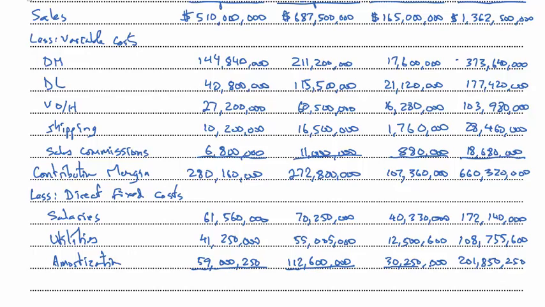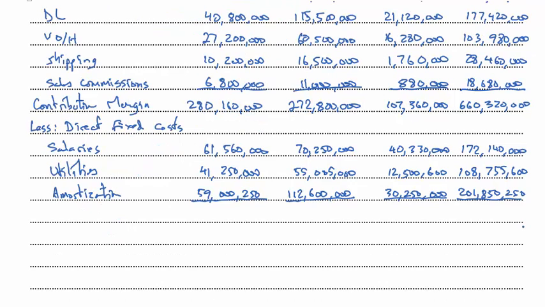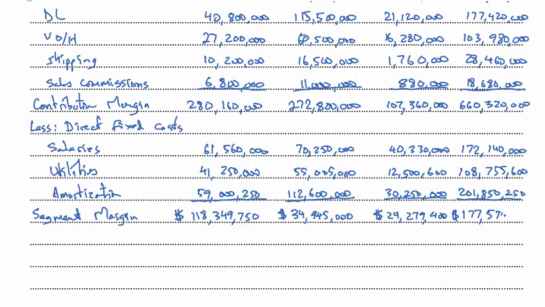So subtracting all of those from our contribution margin will give us a segment margin. We could subtotal them and get total expenses, but we're not going to bother with that here. We'll just go with segment margin. So again, 280 million minus all of these gives us a segment margin of 118,349,750, 34,945,000, 24,279,400, for a total company-wide of 107,320,000, and $77,574,150.